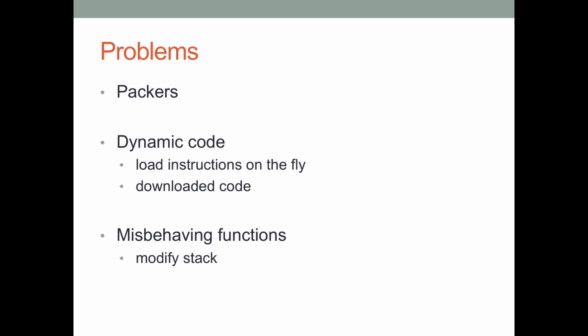We can also run into packers, and we most likely won't talk about any of these throughout the course. Packers and obfuscation: if the code is packed or obfuscated, we'd have to go through the process of deobfuscating or unpacking it to get the actual code. You have dynamic code, which can download instructions on the fly and execute them, so maybe you're looking at a program and not all the code is even there. You can also have misbehaving functions, some that modify the stack or alter the way the program behaves. That can cause problems in the analysis, whether static or dynamic, in understanding how the program works.